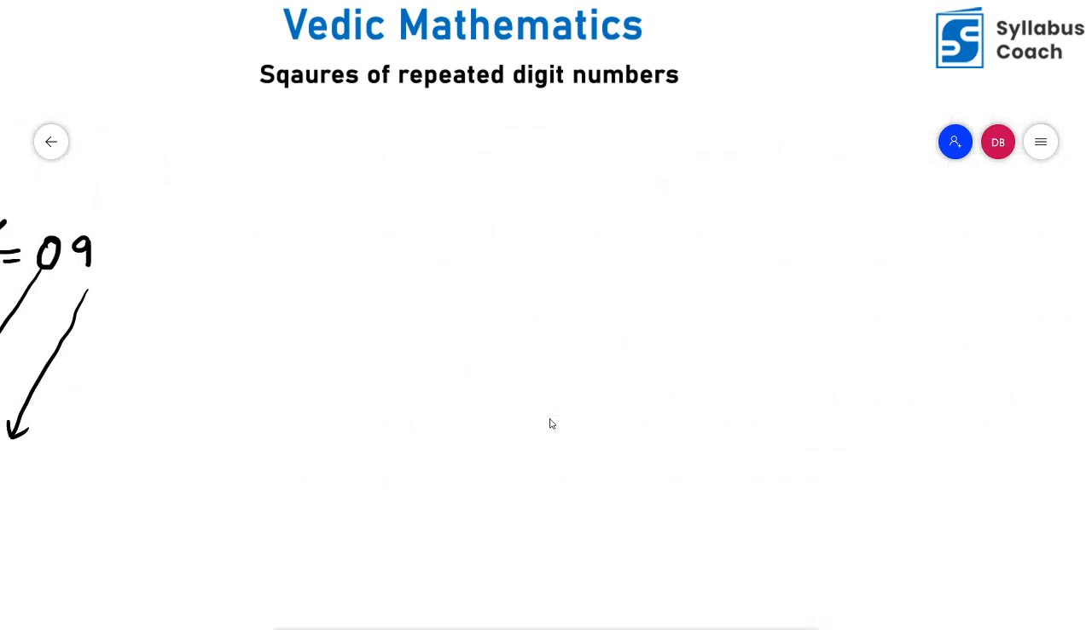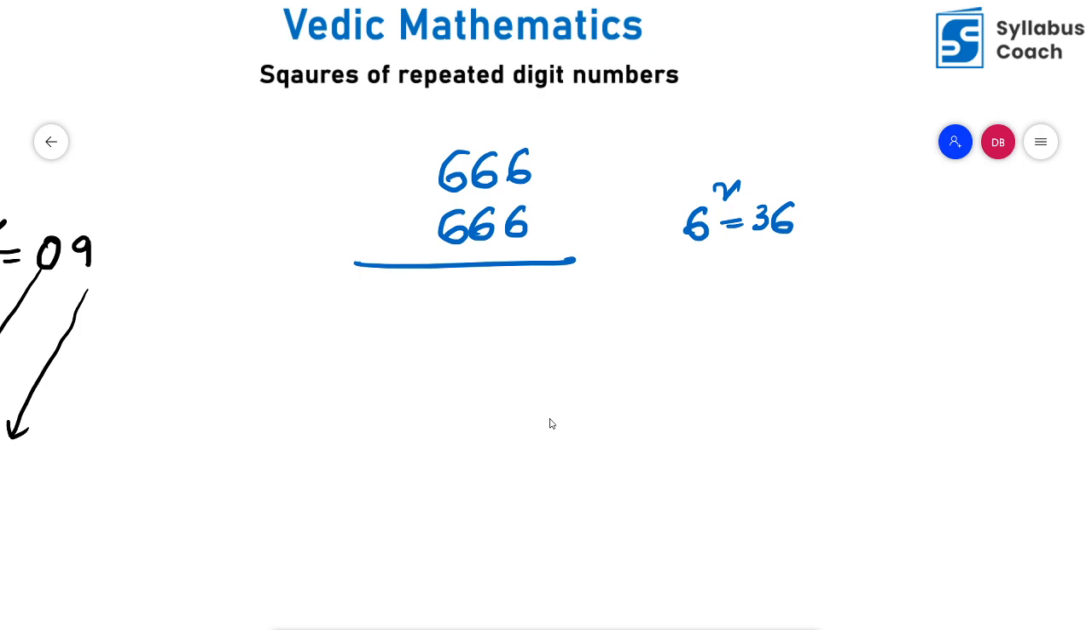The next example is 666 whole square. So what is the last digit, students? 6 square is 36. This is a 3-digit number. Therefore, the answer will have 2 spaces before 6 and before 3.